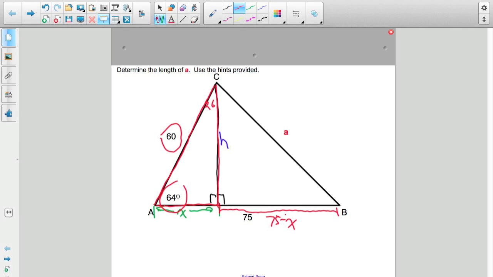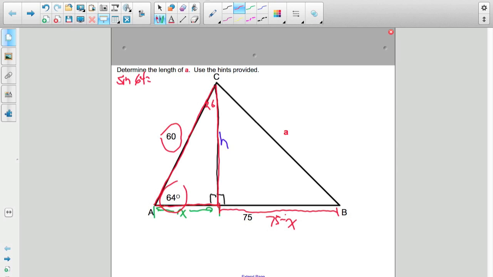Think of your trig ratios. Do you remember what our trig ratios are? Sine. I don't think you can use sine. Sine ratio, so sine of 26. Well, you know what? Let's work with the stuff that we know. Okay, 64.